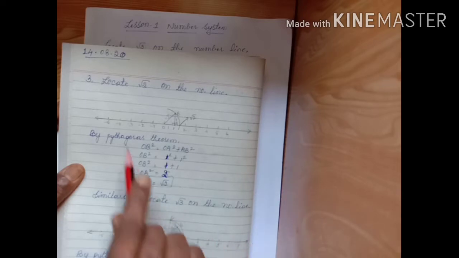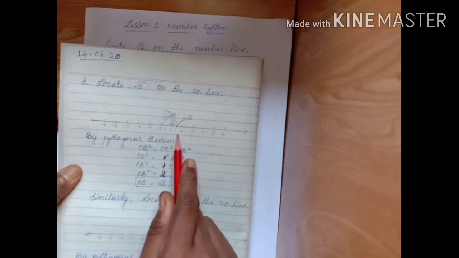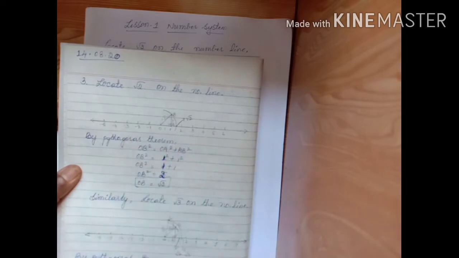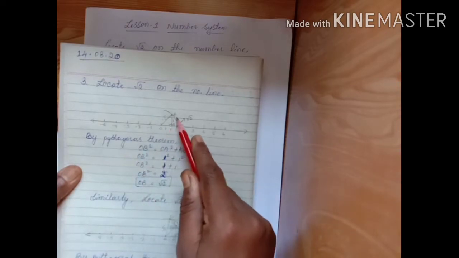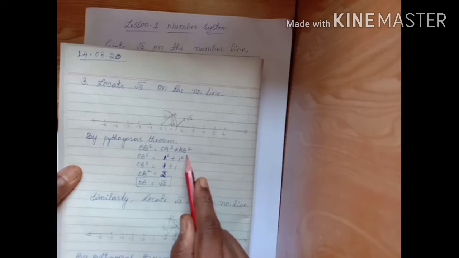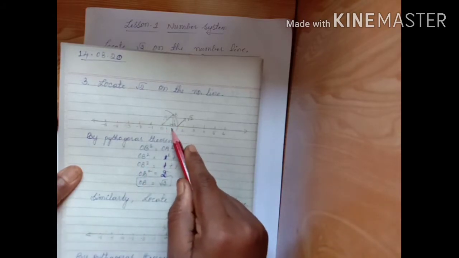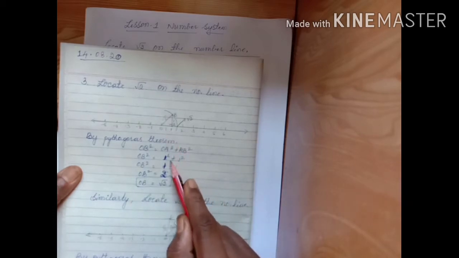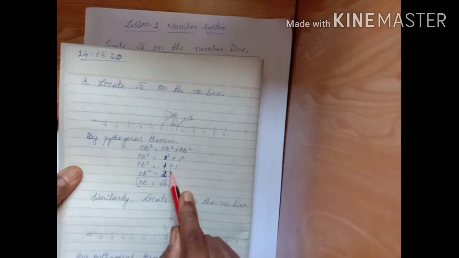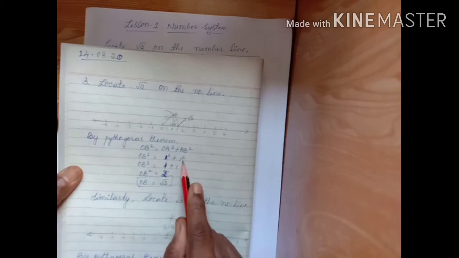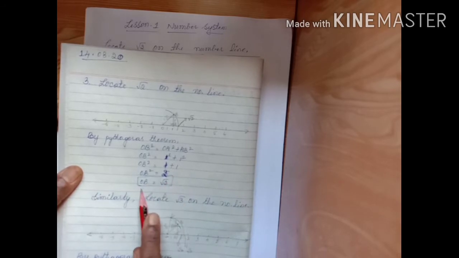Okay, so locate root 2 on the number line. I am going to show you how to locate root 2 on the number line. By Pythagoras theorem, OB square is equal to OA square plus AB square. OA square is 1, and AB square is 1. So 1 plus 1 is 2. OB square is equal to 2, then OB is equal to root 2.